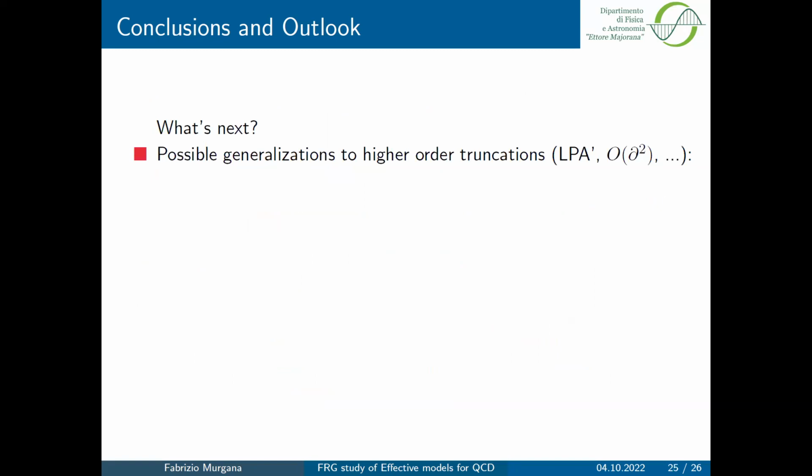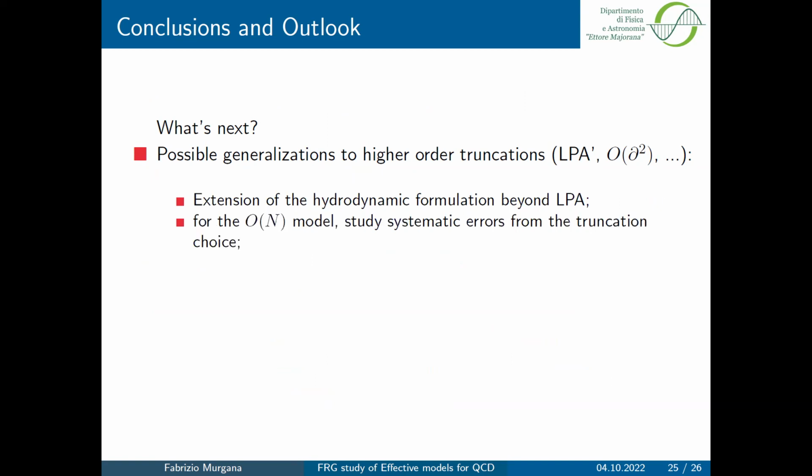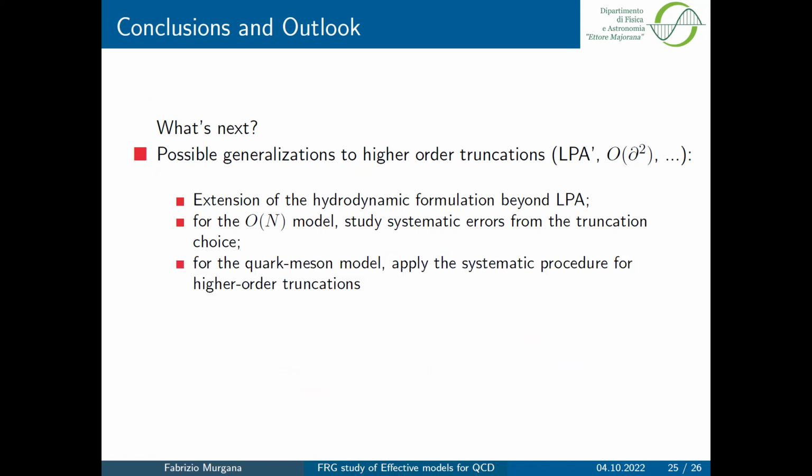We can basically redo what we did at higher truncations. For example, we can extend the hydrodynamic formulation beyond LPA. This would be very interesting, for example, for the O(N) model, because one of the results we studied in the thesis was the errors on the critical exponents. But one of the errors we didn't investigate was the truncation error. So what happens when we increase the truncation? What happens in that case? And this is something we can do.